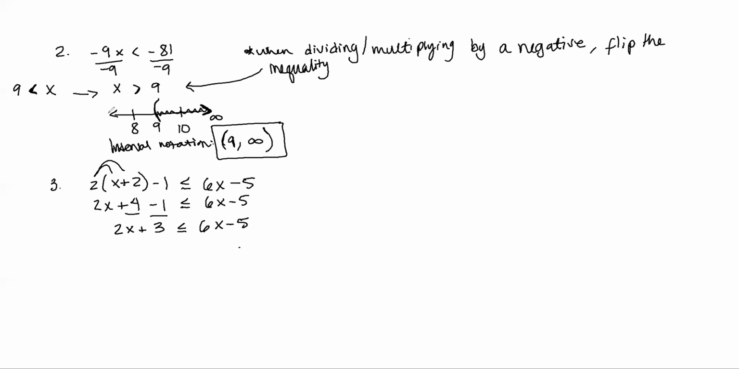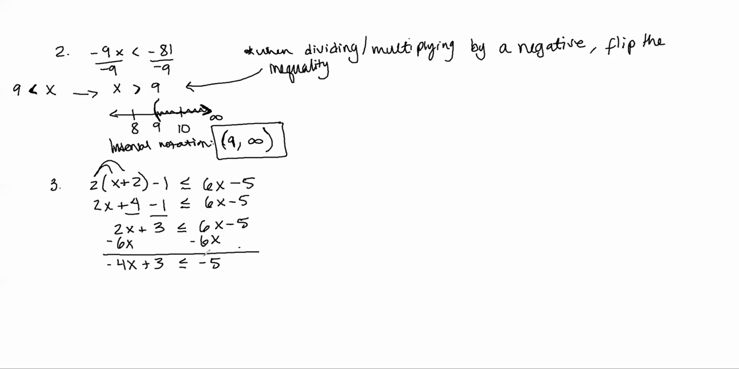So I'm going to move the 6x back down here over to the left. So I'll subtract 6x. Even if it makes your x's negative, it's okay because we know that we have to flip the inequality. So we get negative 4x plus 3 is less than or equal to negative 5. And again, we haven't divided by a negative yet. It's okay if we subtract.